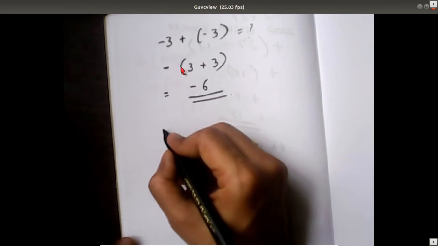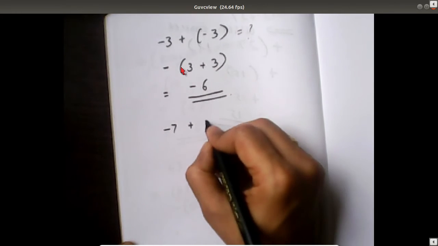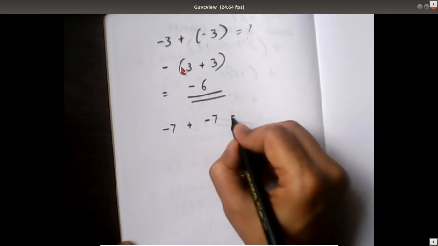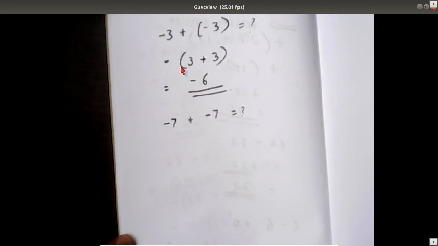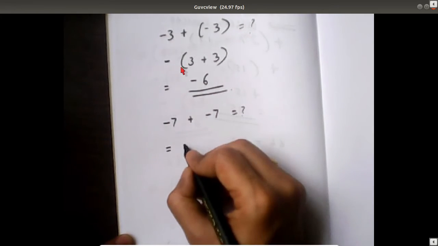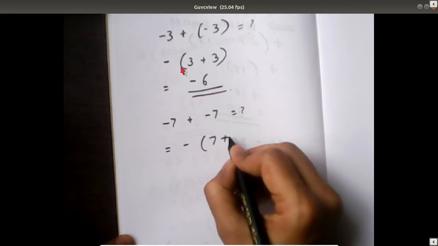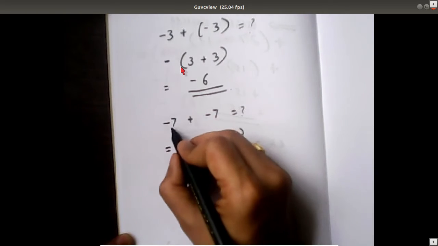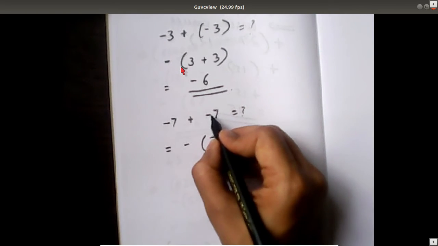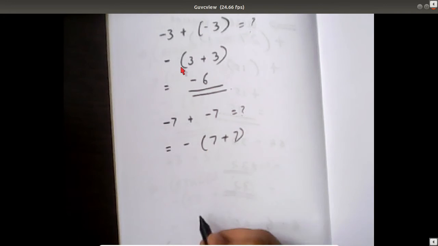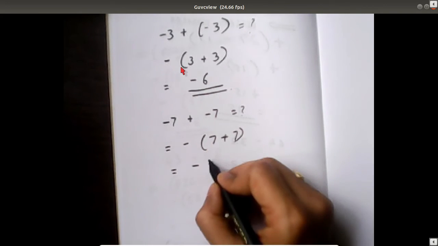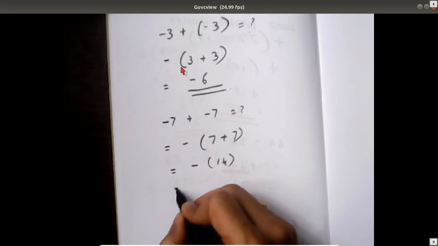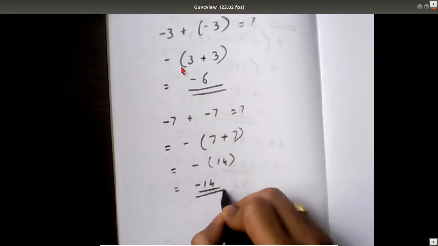Let's take a look at minus 7 plus minus 7. What is the answer going to be? This is going to be minus of 7 plus 7. See, minus and minus being added together will lead to a negative number. So the answer will be minus of 14, which you can also write as minus 14.